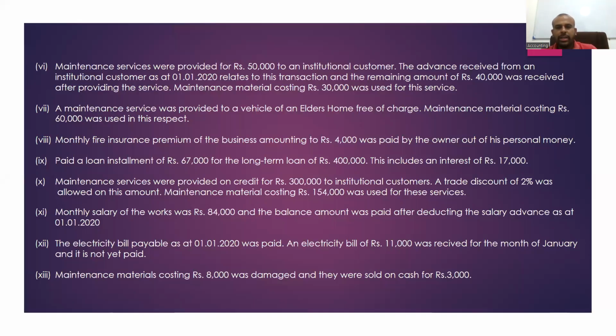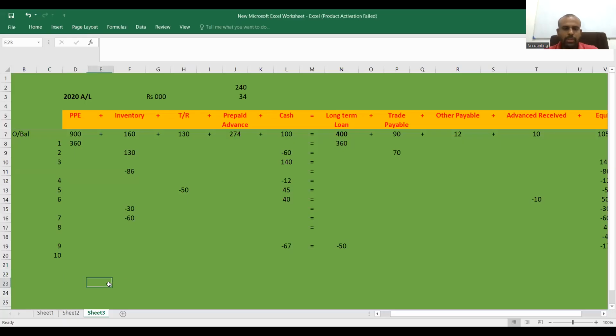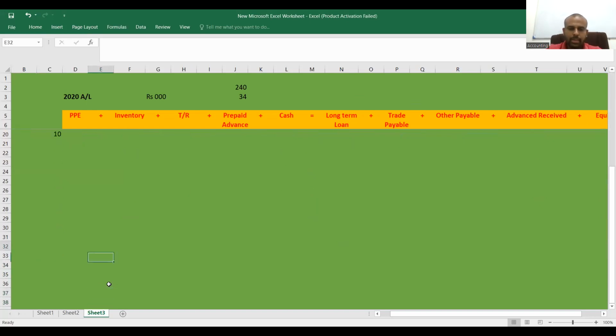Maintenance services provided on credit, 300, for an institutional customer. A trade discount of 5% was allowed at this amount. Maintenance materials of 150 have been used for this purpose. Okay. And this 300,000 is a list price. Right. And how much did we receive in cash? How much is the amount? List.